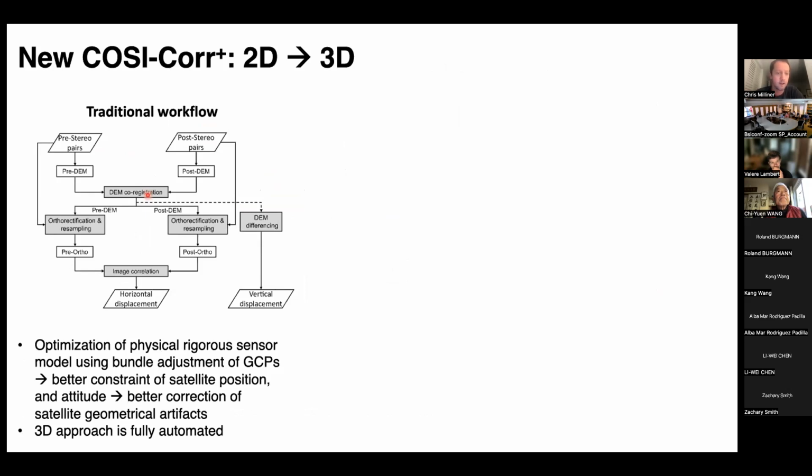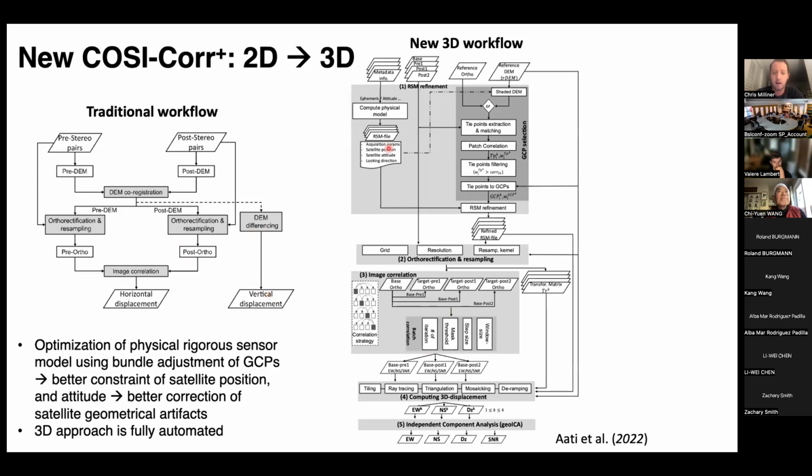So this is a workflow schematic of the traditional image correlation approach that would get you the surface displacement in 2D. And if you can build DEMs before and after an earthquake, you could get the 3D. And then this is now our new workflow. I won't go into the details, but the main advancements we've made are improving or optimizing what's called the rigorous tensor model.